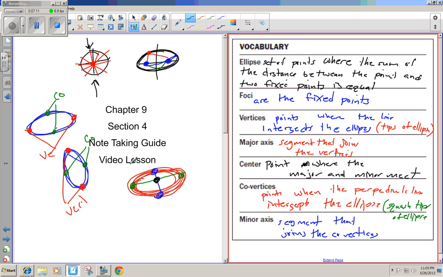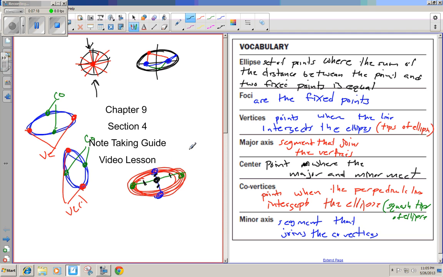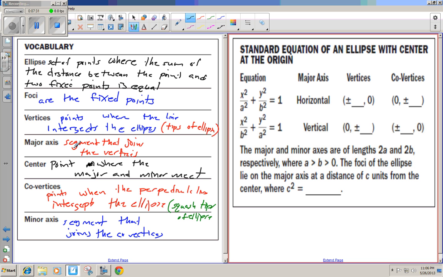Now, what you're going to notice is that this right here, this distance and this distance are the same. This distance and this distance are the same. Basically, what you can do is the major axis and the minor axis are perpendicular bisectors to each other. And perpendicular bisectors, if you go back a couple sections, you'd see exactly what I'm talking about.